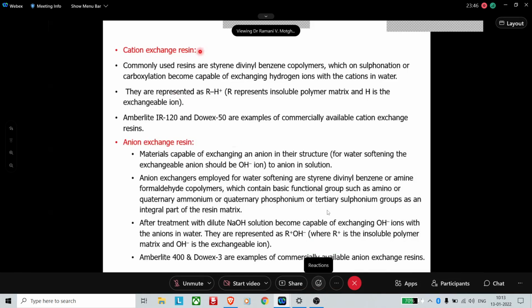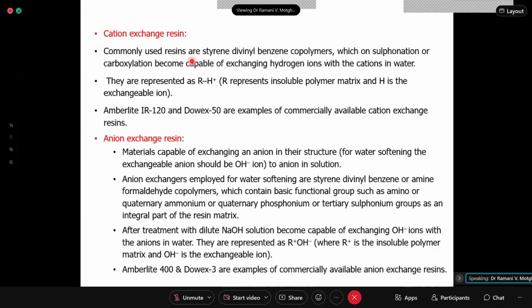Now, cation exchange resin is commonly made of styrene divinyl benzene copolymers, which on sulfonation or carboxylation become capable of exchanging. The fixed charge groups are incorporated when you treat it during sulfonation or carboxylation. Okay, COOH. So they are represented as R. The resin, the polymeric matrix is represented as R, and the counter ion is represented as H plus.